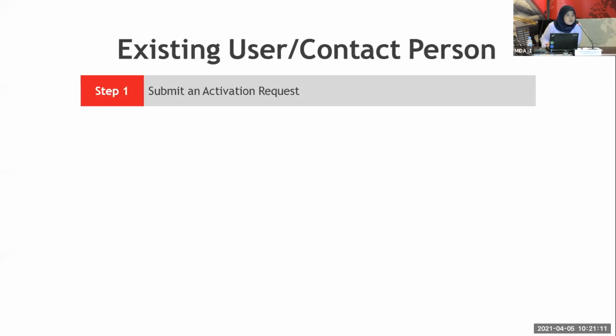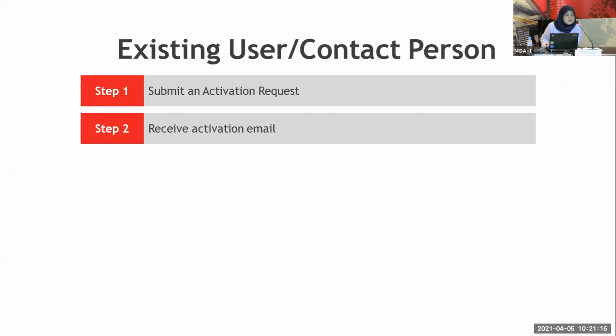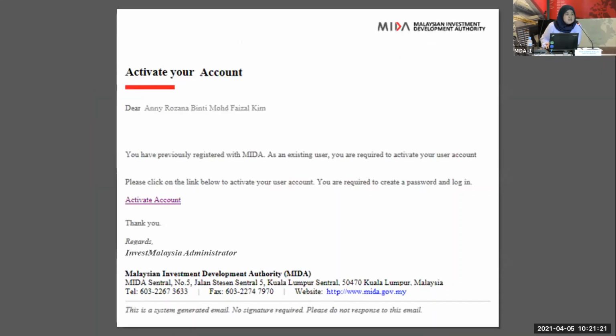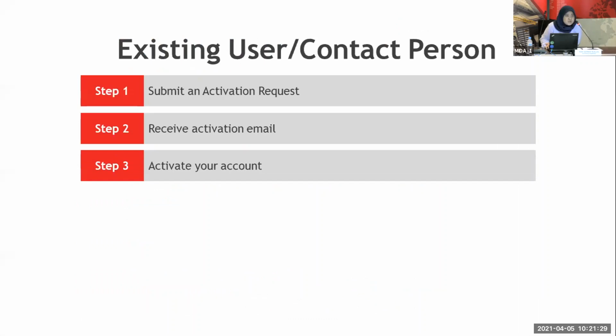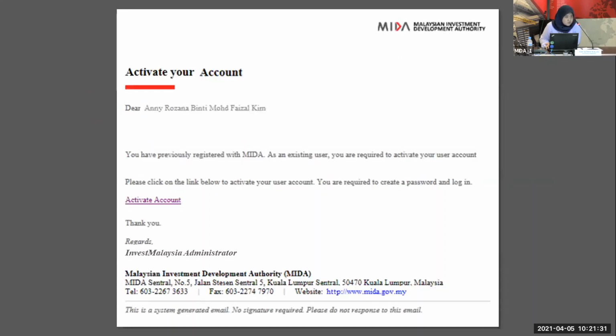Okay, the first one is what I mentioned earlier. You have to submit an activation request. Basically, once you have submitted the activation request, you will receive an activation email. This is a sample of the email that you will get to activate your account. Once you have received the activation email, you have to activate your account.